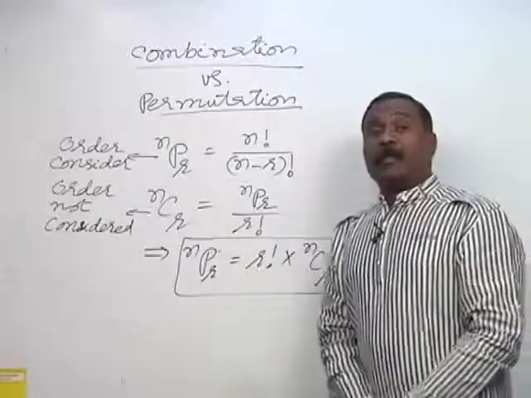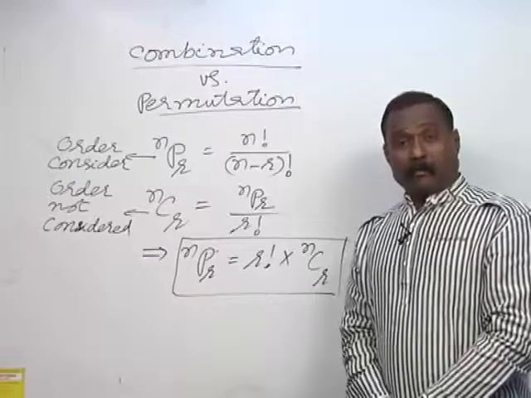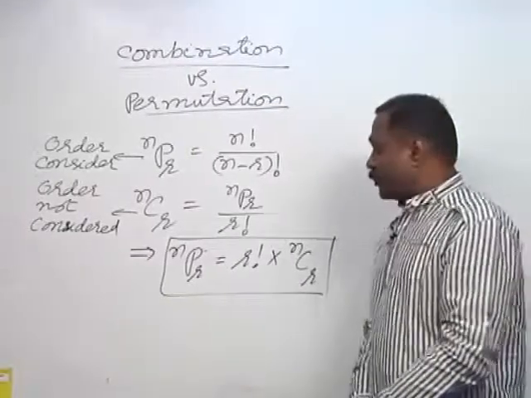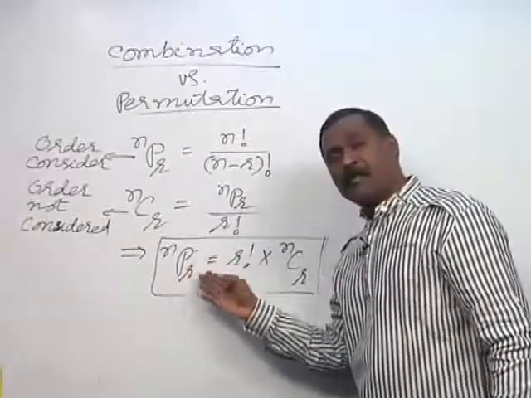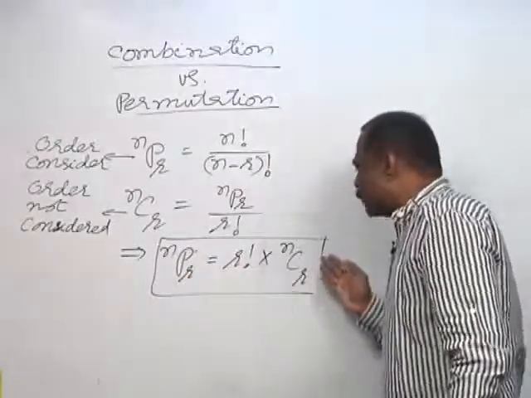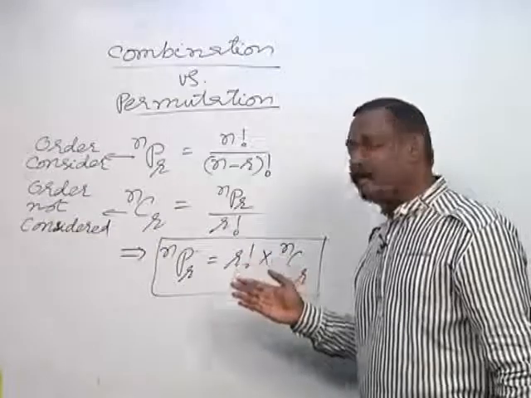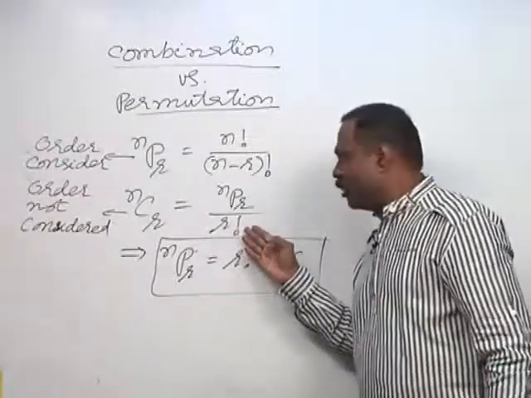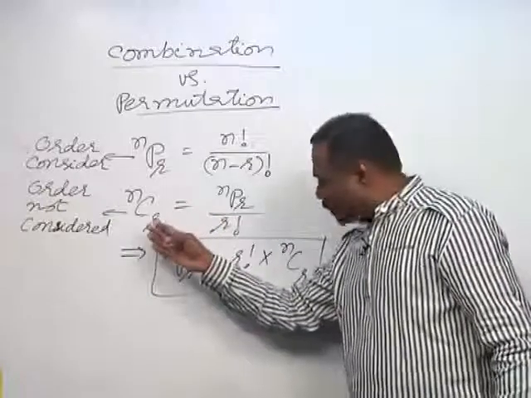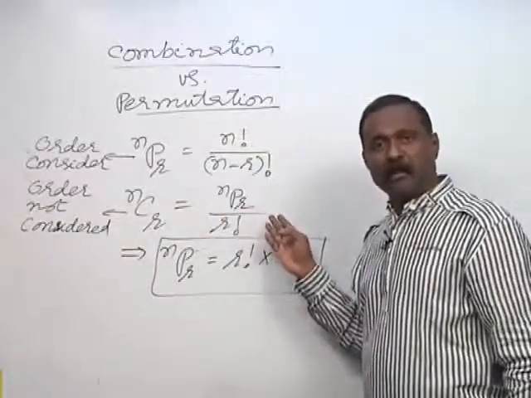This is the relation between a permutation and a combination. So now you can understand whether the number of permutations will be more or the number of combinations will be more. It's obvious, because permutations are divided by r factorial to get combinations. Combination will always be less and permutation will always be more.